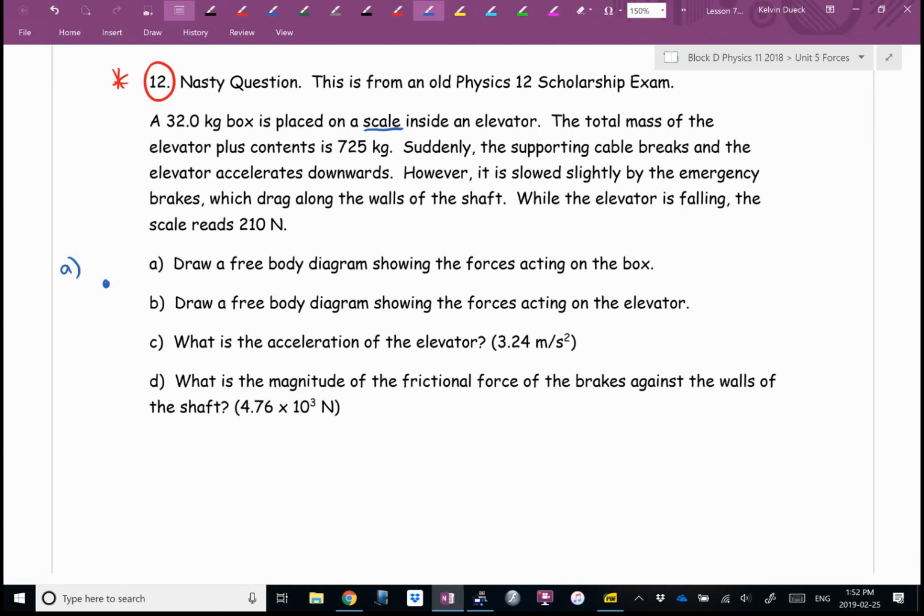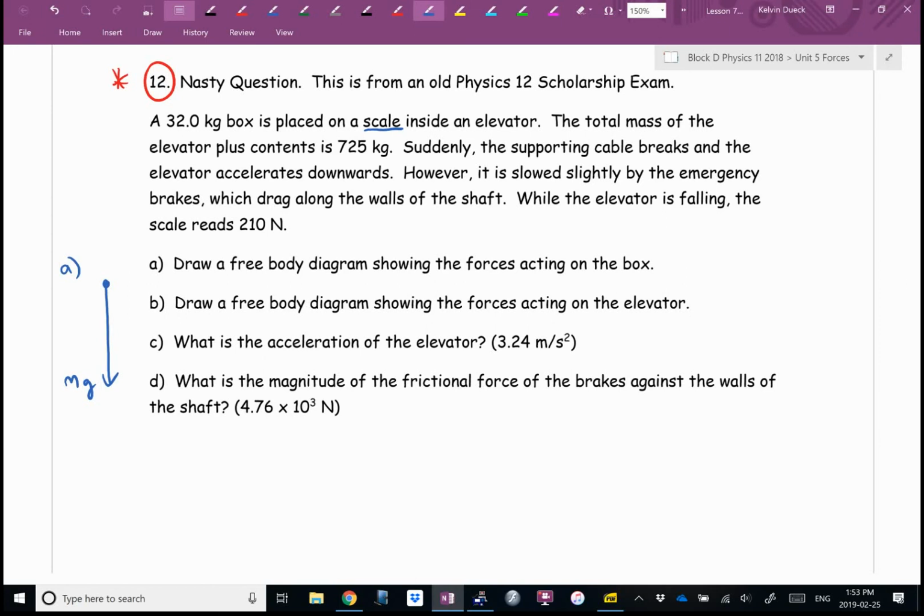What are the forces acting on the box? Get the obvious one. Okay. The box is sitting on a scale, so is there a normal force? Yeah. The question is, bigger, smaller, or the same size as mg?